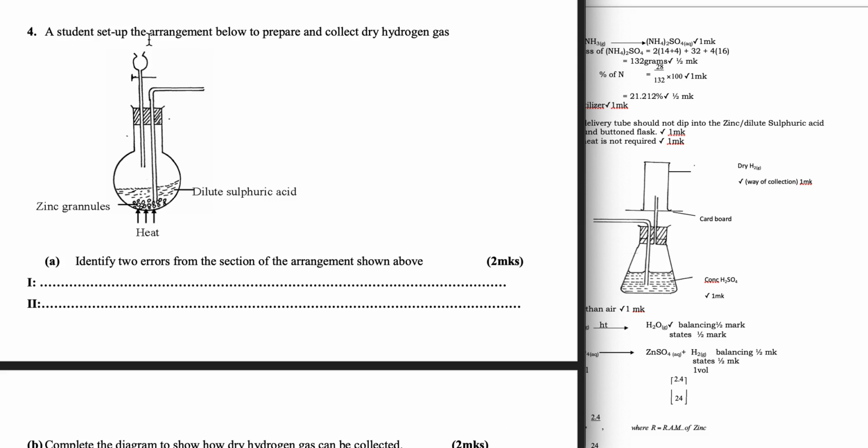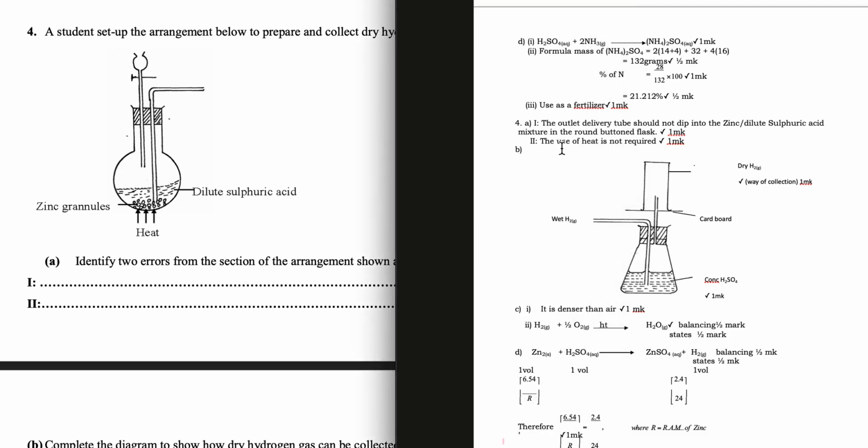A student set up the arrangement below to prepare and collect dry hydrogen gas. Zinc granules, heat, dilute sulfuric acid. Identify two errors from the section of the arrangement shown above. 1. The outlet delivery tube should not dip into the sulfuric acid mixture in the round-bottomed flask. 2. The use of heat is not required.